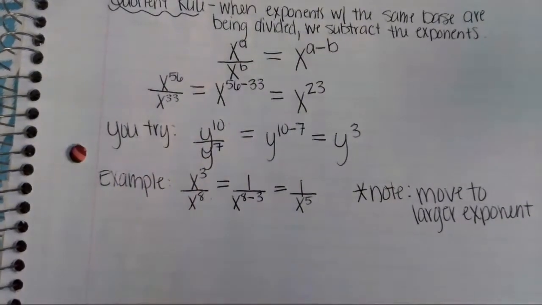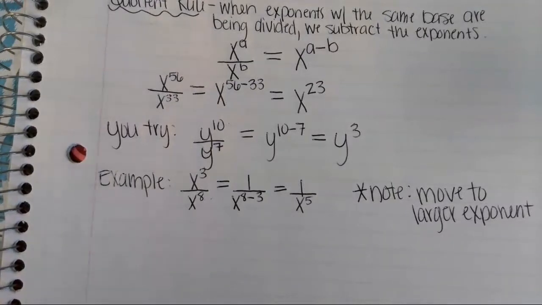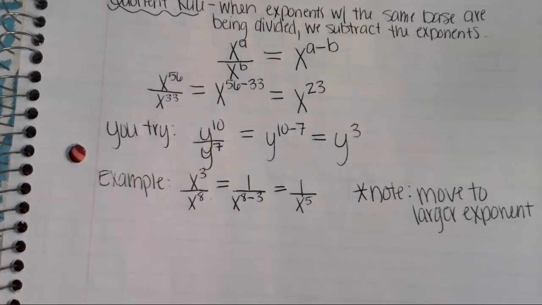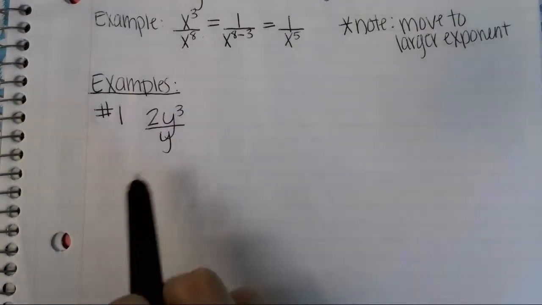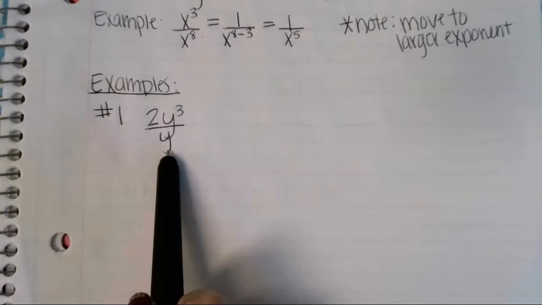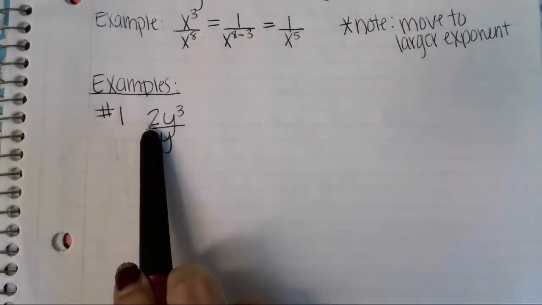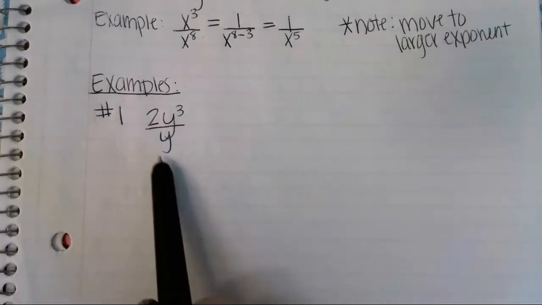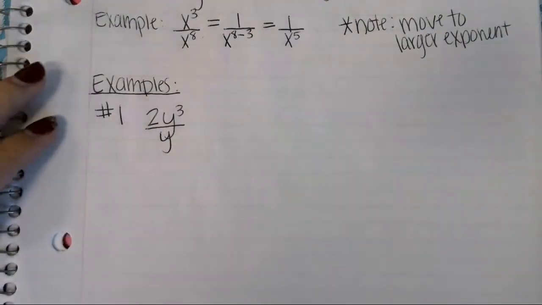I'm gonna work a couple of examples, but there's gonna be some new things that come up, so make sure that you write them all down, and feel free to pause it anytime and try it on your own. Okay, so here's our next example. We have 2y cubed over y. So there are a couple of things that are different about this one. First of all, we have a coefficient in the front, and this y doesn't have an exponent. So we've got a couple of new things to consider.